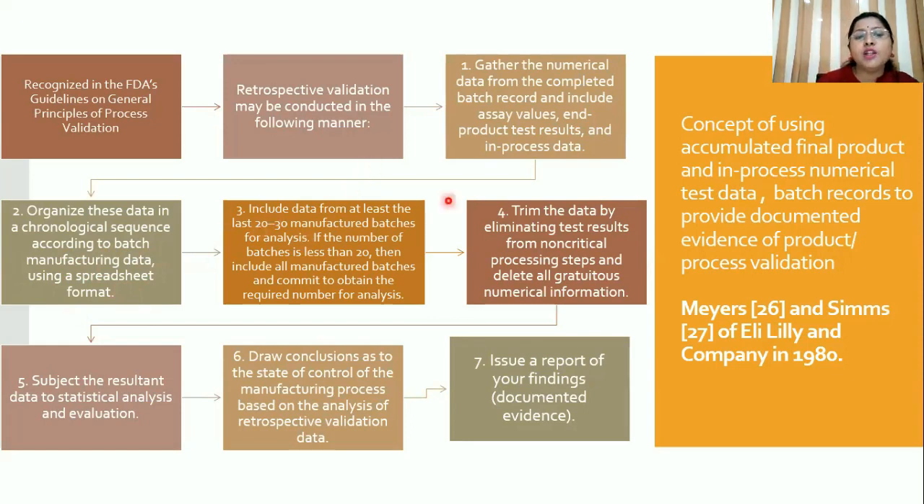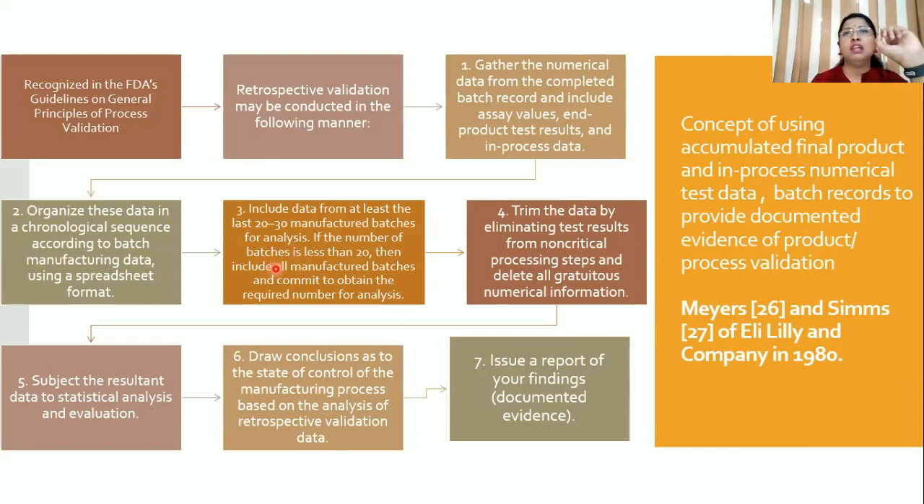Then the third step: include data from at least the last 20 to 30 manufactured batches. I mentioned 20 to 50 earlier, but the exact range is 20 to 30 manufactured batches for analysis. You must take at least, because they have mentioned at least, and that's why I said 20 to 50. So the minimum you have to take is 20 to 30. Otherwise you can take 100 as well. It's up to you, depending on the final batches produced by the company, but the minimum requirement is 20 to 30 manufactured batches for analysis.